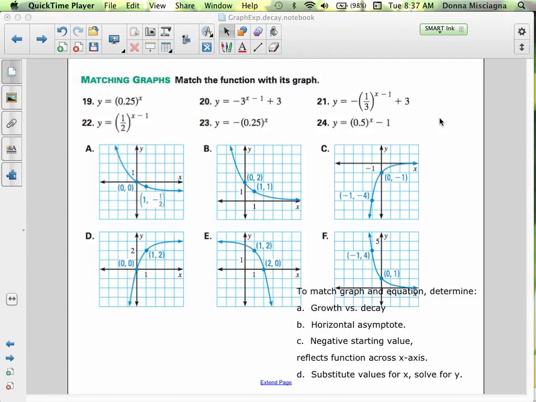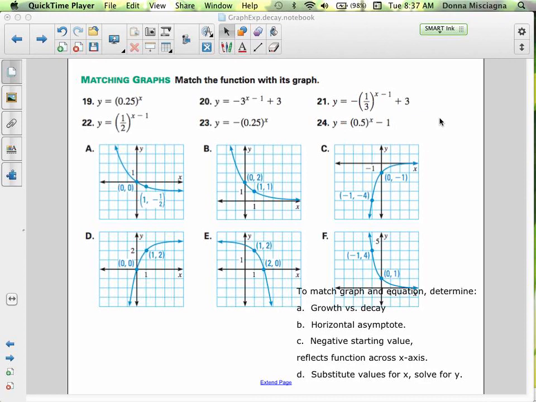In this podcast, we're gonna look at matching graphs. Look for the obvious first. Obvious things are, is it growth versus decay? What's the horizontal asymptote? Does it have a negative starting value? Right? If it's reflected across the x-axis, it has a negative starting value.